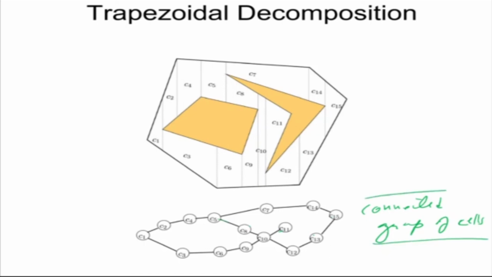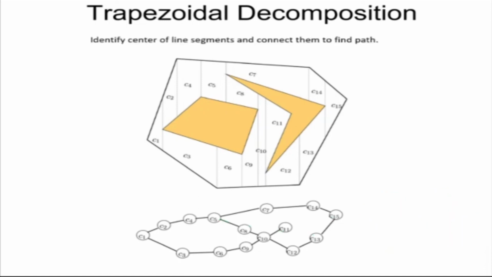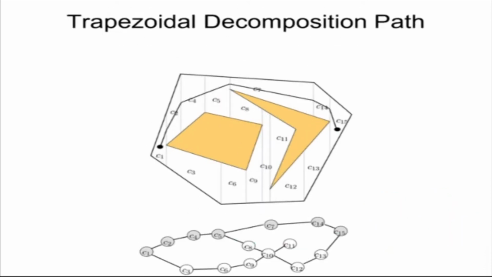Now suppose I want to go from some point to some other point. What I need to do is simply join the midpoints, as usual, from the connected graph. Suppose I want to go from one point to another point. Let's have a look at this. I want to go from the start point to the goal point.